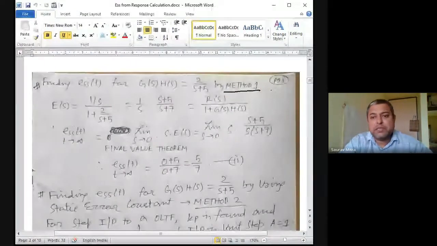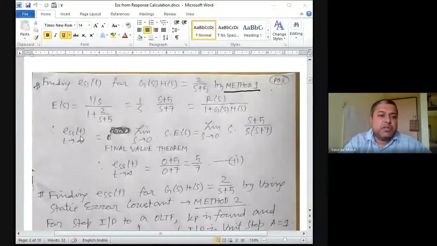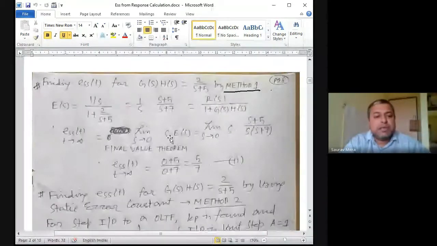Sorry, first, what is the first method? All the methods I am showing together. What is the first method? E(s) is R(s) by 1 plus G(s)H(s). So you are finding s plus 5 by s plus 7 into 1 by s. From there you have to apply the final value theorem.